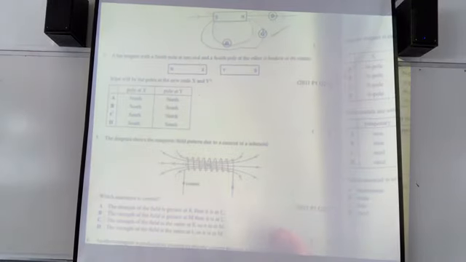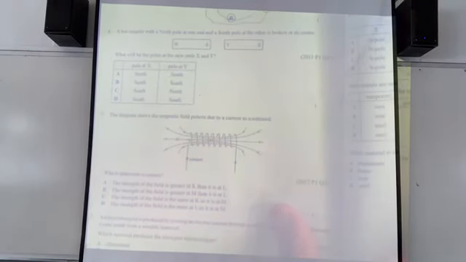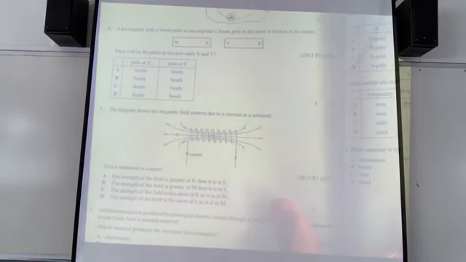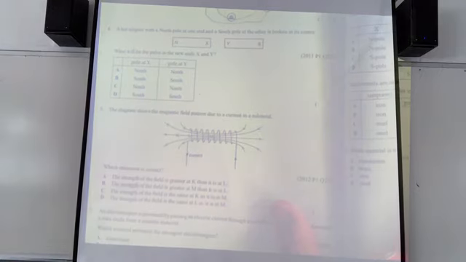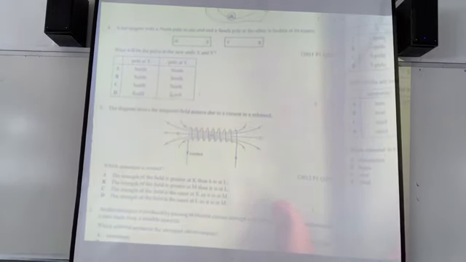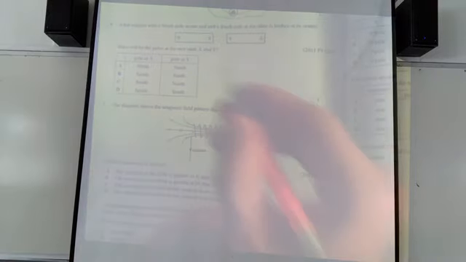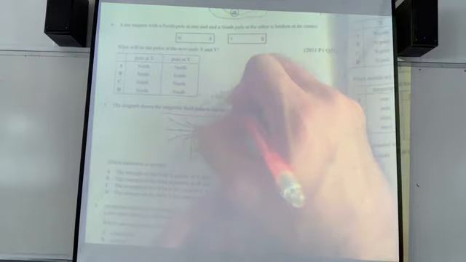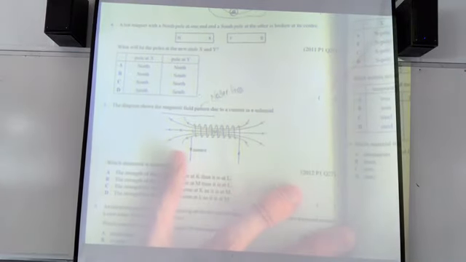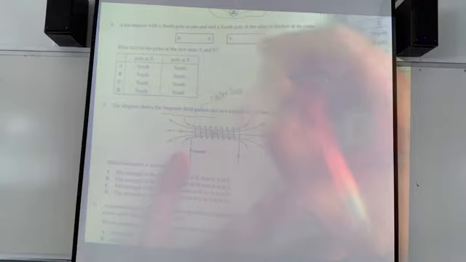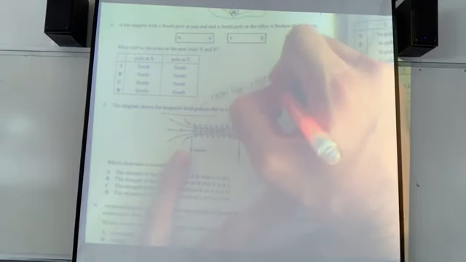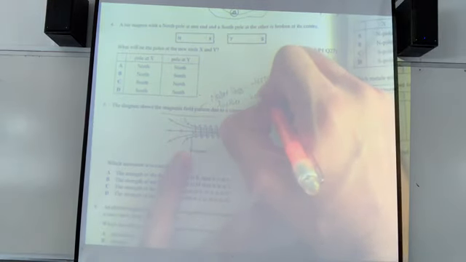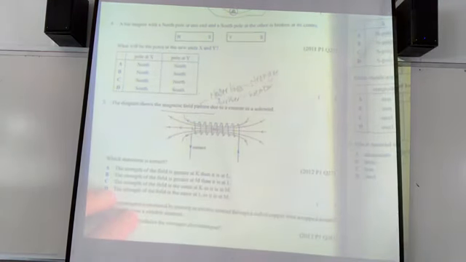Question 5. The diagram shows a magnetic field pattern due to a current in the solenoid. Which statement is correct? The strength of the field is greater at K than at L. Now, remember, for magnetic field patterns, closer lines means what? Stronger magnetic field. So further lines means what? Weaker.